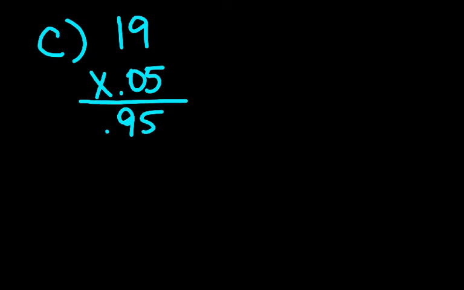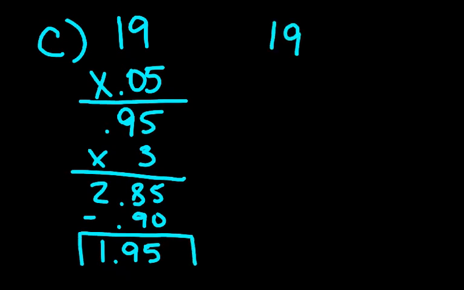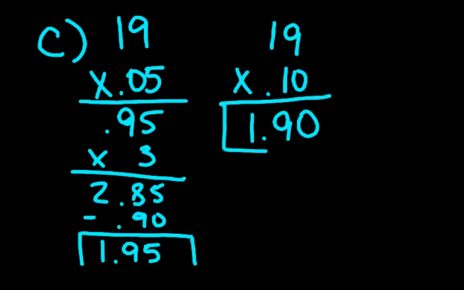C, I'm going to multiply the 19 coins times 5 cents, gives me 95 cents. Multiply that by 3, gives me $2.85. And then subtract the 90 cents, and that gives me $1.95. Okay, we want to see if that equals the 19 coins times 10 cents. And that gives us $1.90. So it's real close, but no cigar. It still doesn't equal.